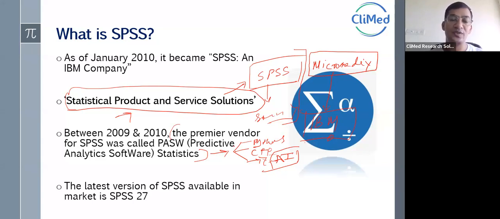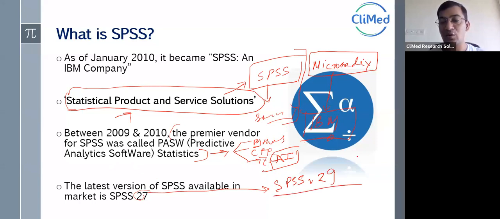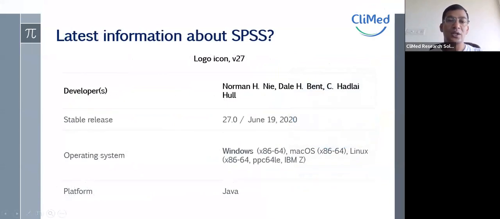Now the latest version available in the market is 29. Version 27 was the last one I had taken, I think six months back, but now they have rolled out SPSS version 29 to the market. The last information was from 2020, so I have to change this information. The latest is version 29.0, launched recently in 2023.